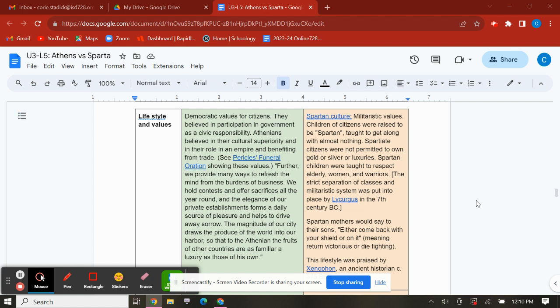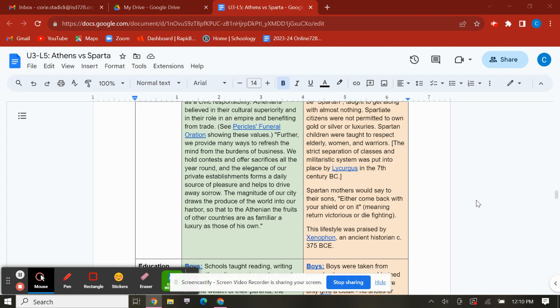And the elegance of our private establishments forms a daily source of pleasure and helps to drive away sorrow. The magnitude of our city draws the produce of the world into our harbor, so that to the Athenian the fruits of other countries are as familiar a luxury as those of his own.